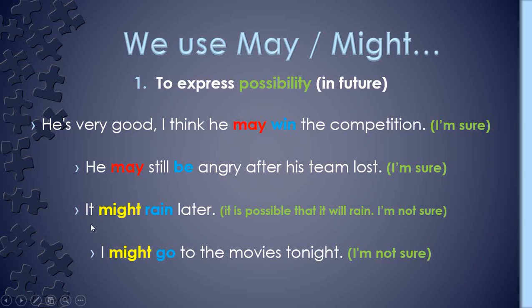Now, with might, it might rain later. When we use might, it means that it is possible that it will rain, but I'm not sure. Okay? I might go to the movies tonight. I'm not sure. Maybe I will go, maybe I will not go.